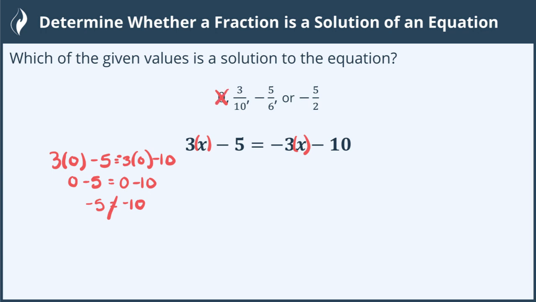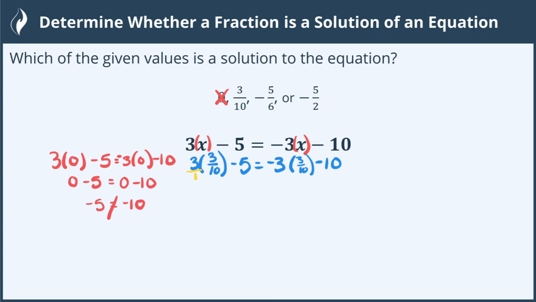Okay, let's try the next one. I'll do blue for this one. Here we're going to substitute 3/10 in. So we have 3 parenthesis 3/10 close parenthesis minus 5 equals negative 3 parenthesis 3/10 minus 10. Now we still have to follow the order of operations here by multiplying first before we subtract. So here we have 3, and if you want to put that over a 1 so that you can see you have a numerator and a denominator, you can do that.